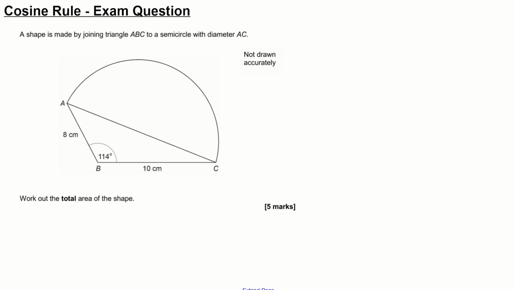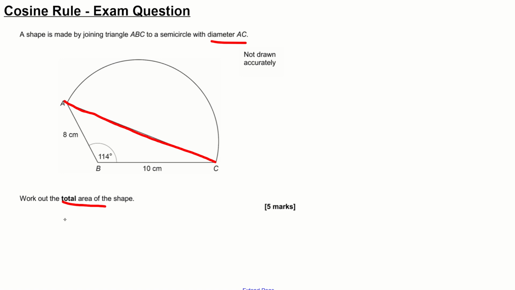Okay, so this is a second video on cosine rule, and I've deliberately chosen a question where they've combined cosine rule with something else. 5 marks, so lots of working out marks involved. A shape is made by joining triangle ABC with a semicircle with diameter AC. So AC must be the diameter. Work out the total area of the shape.